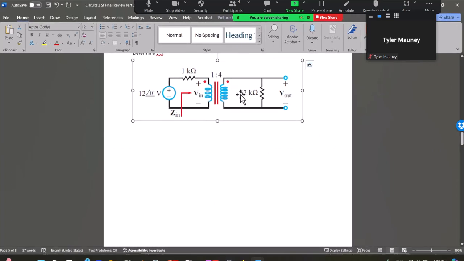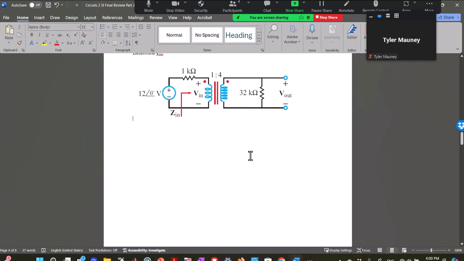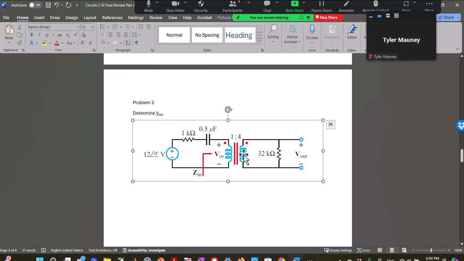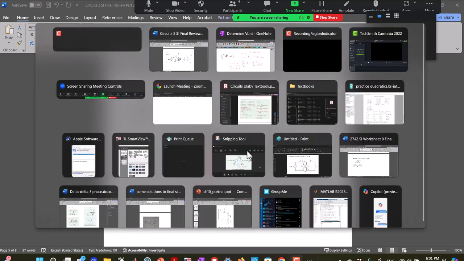Wait, is this the one I just did? Yes. Okay, now we're adding a capacitor. So we're making it the tiniest bit harder, but not by much.